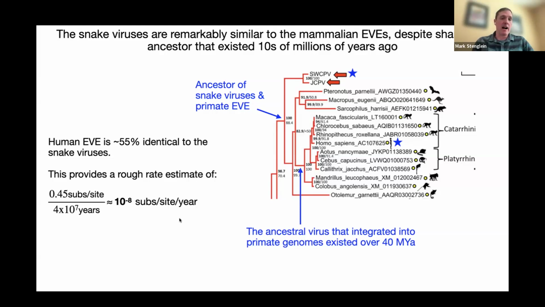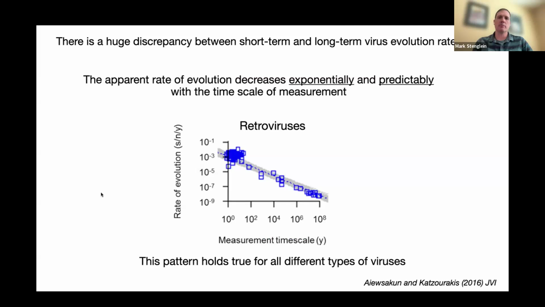And you actually arrive at a rate that's much lower than that 10 to the minus 3 for SARS-CoV-2 sequences, more like 10 to the minus 8 substitutions per site per year. So there's this huge discrepancy between short-term and long-term rate estimates. And in fact, others have characterized this for multiple such estimates.